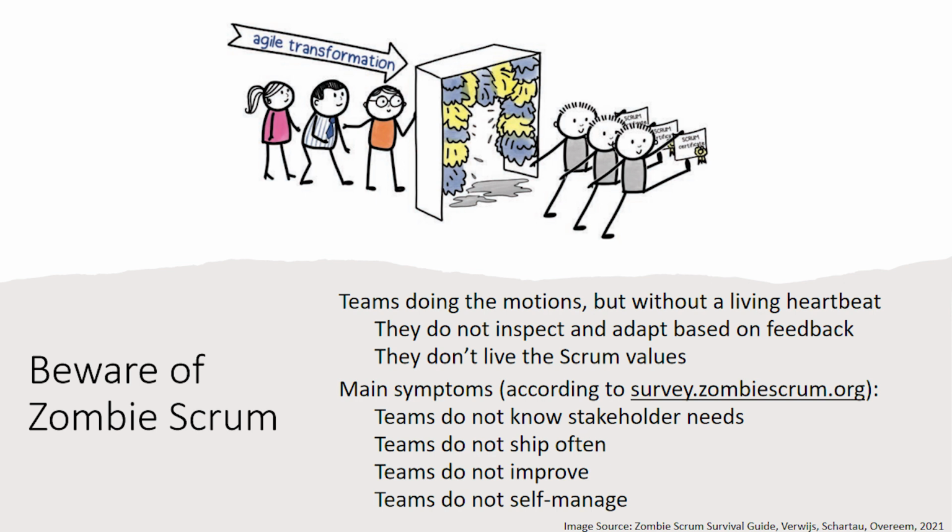Remember the statement by Ken Schwaber about 30%, which will be excellent. The 70% are zombies. Imagine your Scrum has all the right moves, but no beating heart. There are no Scrum values. You don't know what your stakeholders really need. You don't deliver value to the stakeholders. You don't improve continuously. You are managed from outside instead of being self-managing.